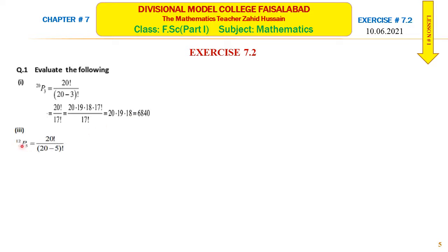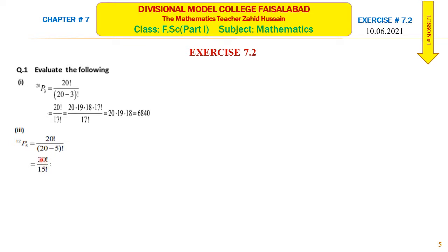Its third part is permutation of 20 objects taken 5 at a time. So similarly we will write 20 factorial in the numerator and the difference of 20 and 5 in the denominator. So 20 factorial over (20 minus 5) factorial. Simplify within the brackets, we get 20 factorial over 15 factorial.